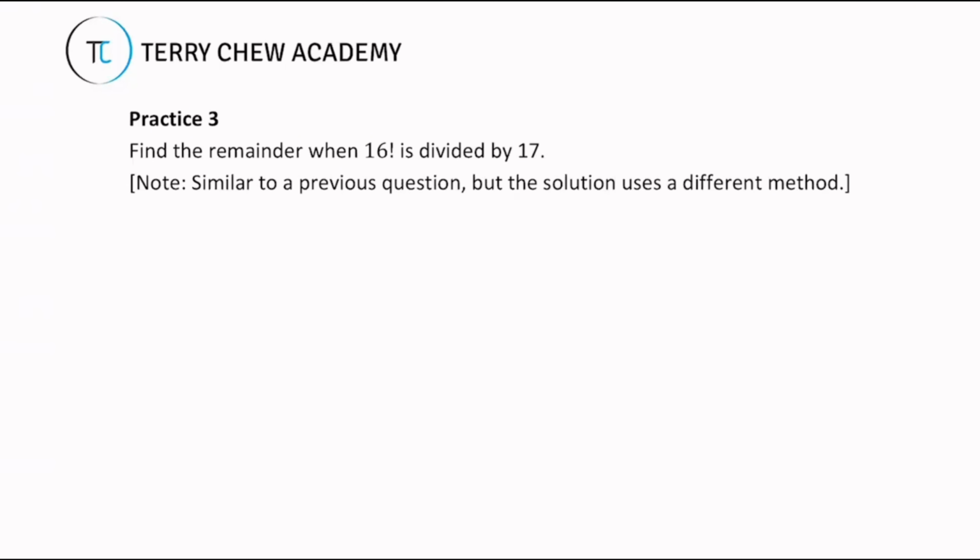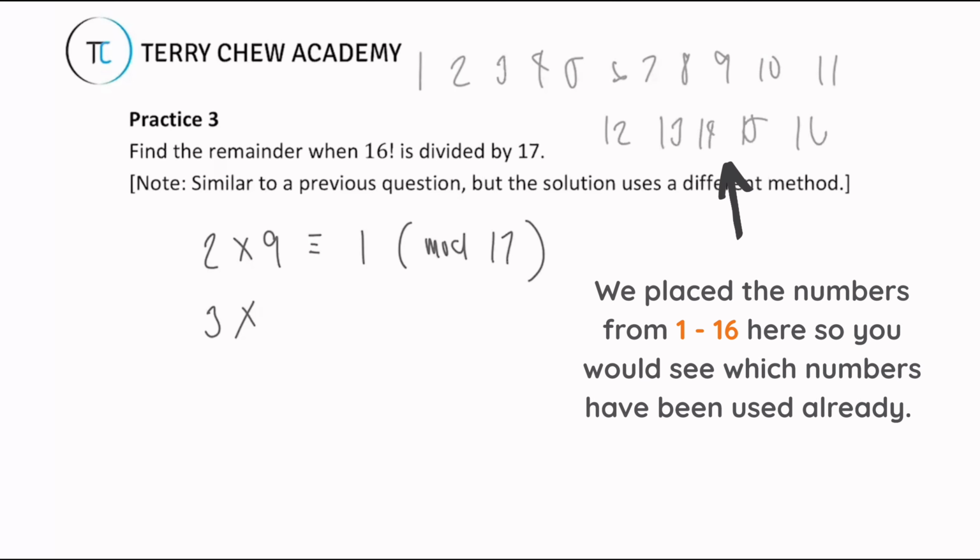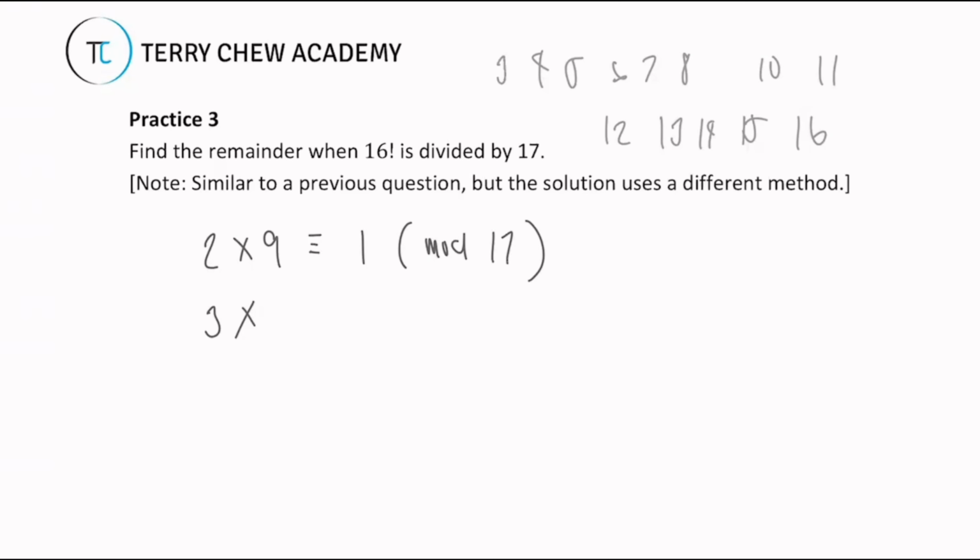I'll start us off. 2 times 9, that's just 1 mod 17, right? What else gives me a 1? Okay, I'm going to take away 1, that's useless. 2 and 9 are gone. Is there anything I could multiply to 3 to get 1 mod 17? 6. Yeah, 6. So this is 1 mod 17.